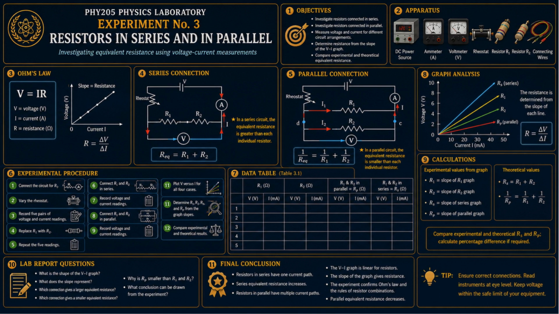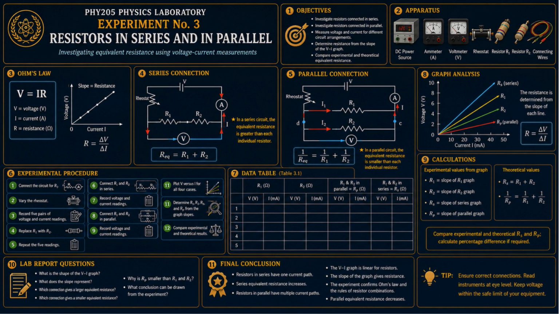7. Data table. Table 3.1 columns: R1 in ohms, V in volts, I in milliamperes; R2 in ohms, V in volts, I in milliamperes; R1 and R2 in parallel equals RP in ohms, V in volts, I in milliamperes; R1 and R2 in series equals RS in ohms, V in volts, I in milliamperes. Trials: Trial 1, Trial 2, Trial 3, Trial 4, Trial 5.